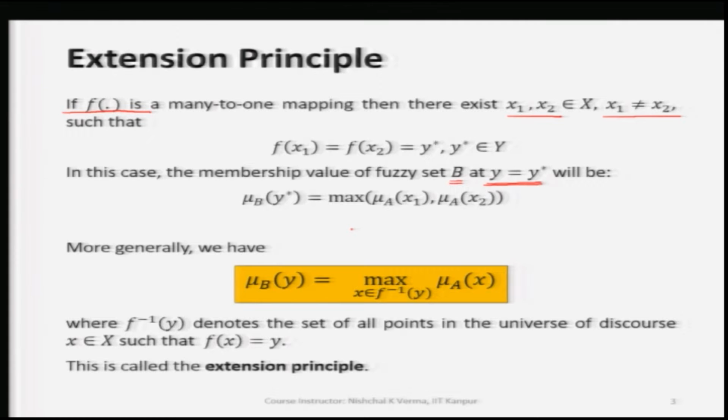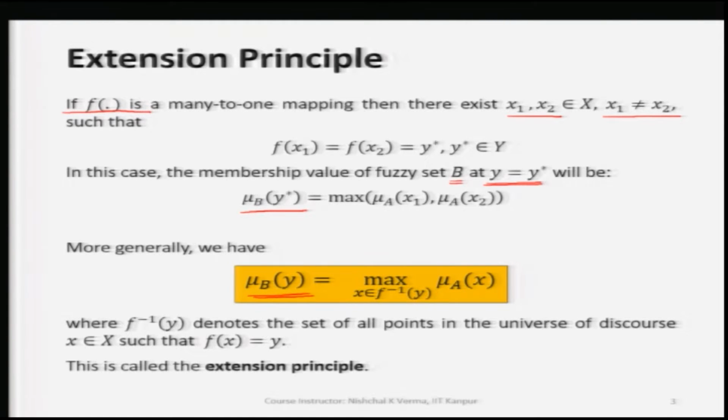We see how we find, corresponding to this y star, mu b y star. You see here that mu b y star will be equal to the max of mu a x 1 and mu a x 2. So, this means that even when f x 1 is equal to f x 2, but x 1 is not equal to x 2, in that case mu b y star is taken as max of mu a x 1 and mu a x 2. This can also be written as mu b y, which is here.